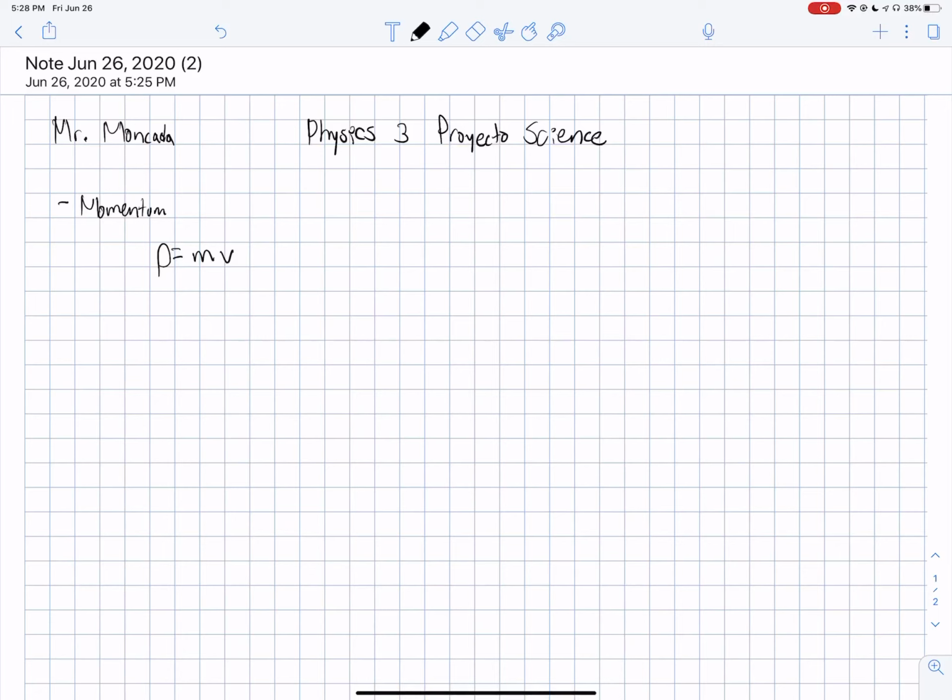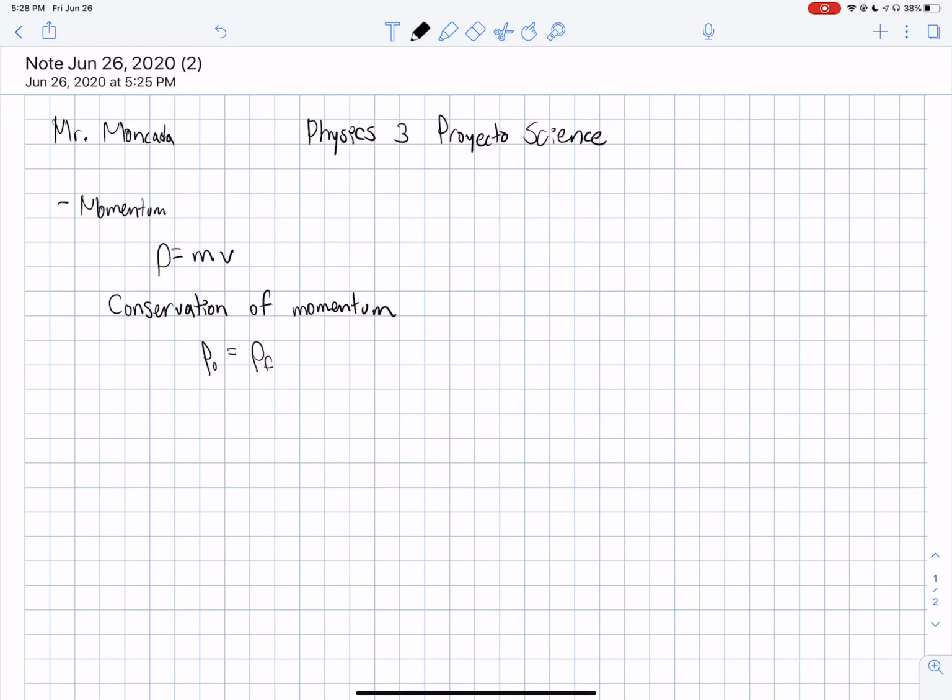Now, an important concept when dealing with momentum is something we call the conservation of momentum. So what this basically means is that your initial momentum should equal your momentum at the end.